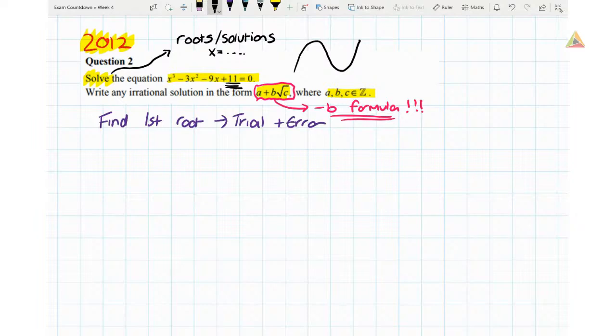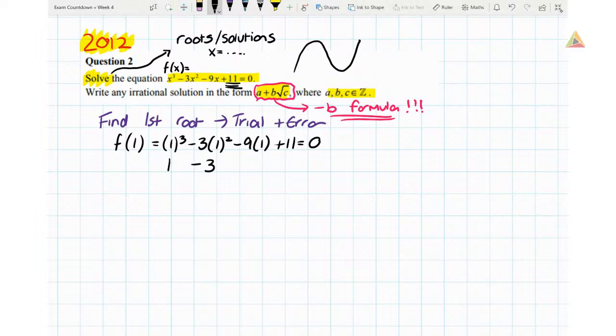So I'm going to start with 1. I'm going to find f of 1. Remember, this is our f of x, our function here. That means everywhere I see an x, I'm going to replace it with a 1, making sure that when I'm subbing in, I'm putting it into brackets as well. So that's going to give me 1, minus 3, minus 9, and plus 11. And there we go. That should give me 0. Now, like I said, maybe you tried 0 first, maybe you went to 1 and minus 1. You might need to do a couple of tries before you get the answer.